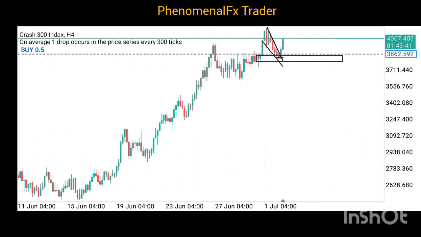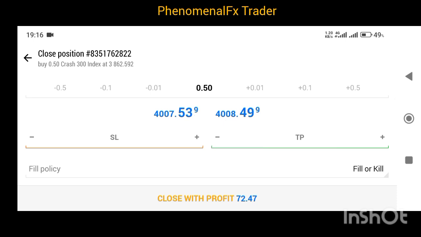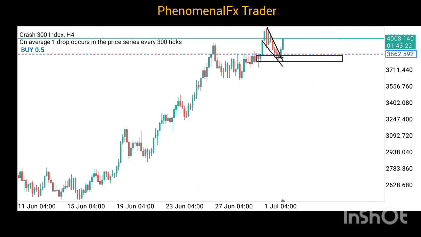So in today's video we're going to be looking at this particular pair, Crash 300 Index. I'm already in the trade on this pair and I am in some deep profit. The minimum lot size for this pair is 0.5, and with this 0.5 I think I am currently in about $72 profit per position. I have about 5 positions running currently.